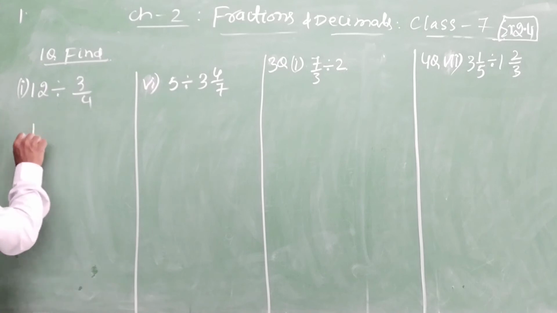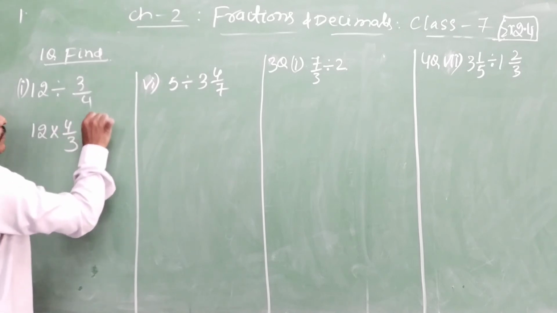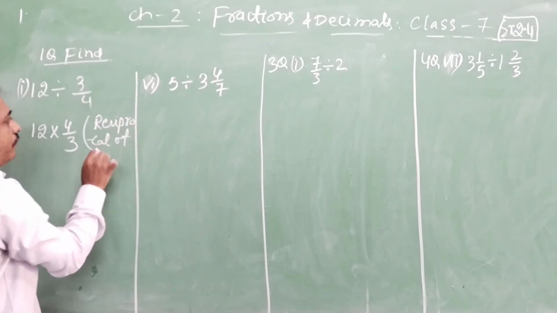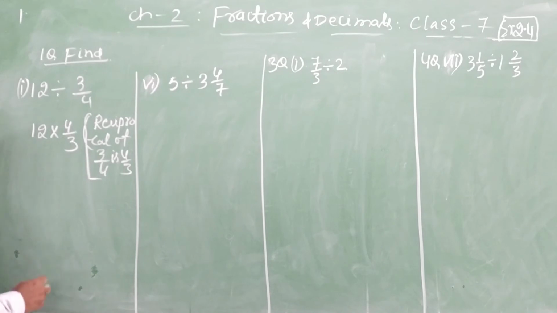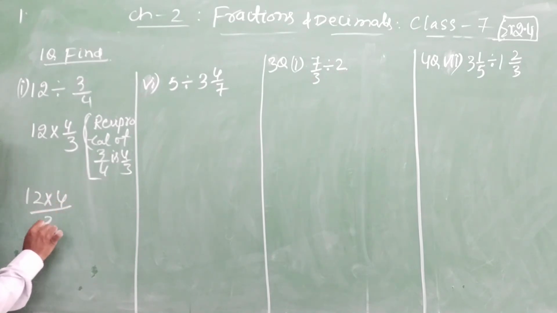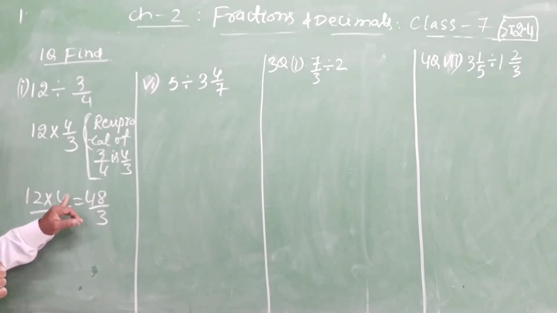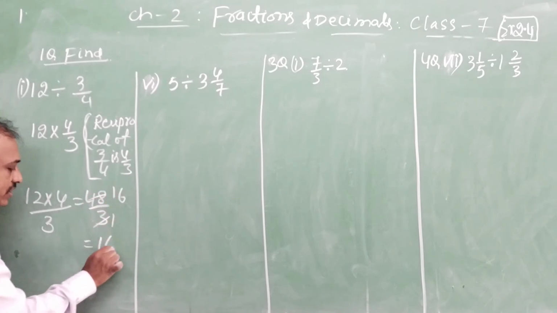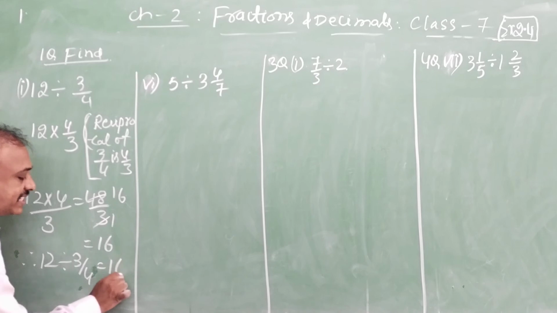So how to do it? 12 divided by 3 by 4. Instead of division, we multiply by 4 by 3. The reciprocal of 3 by 4 is 4 by 3. So 12 into 4 by 3 is 48 by 3. 12 into 4 is 48 by 3. Now 3 ones are 3, 3 sixteens are 48, which equals 16. Therefore 12 divided by 3 by 4 is equal to 16.